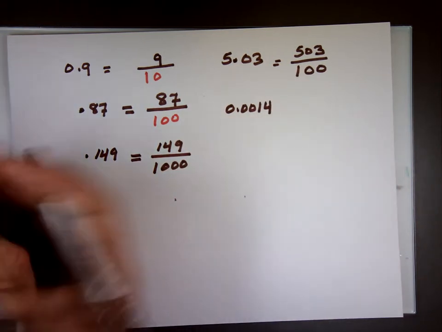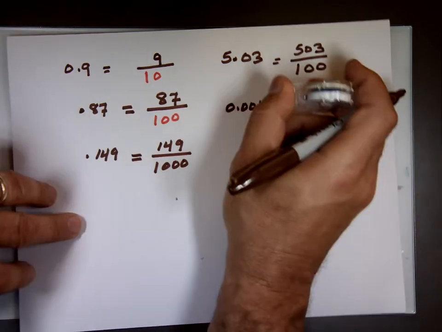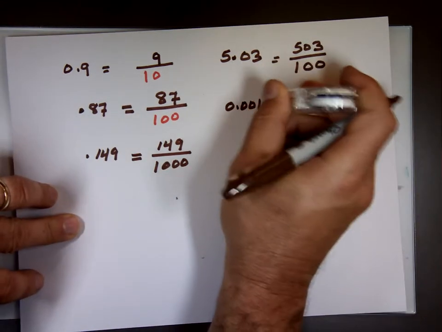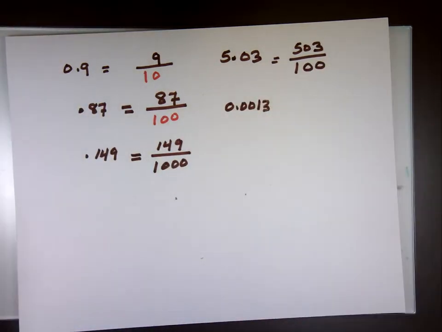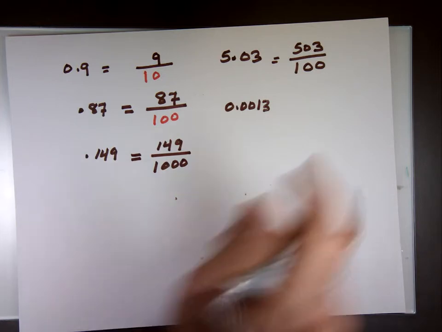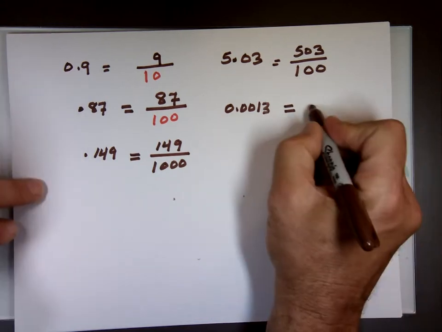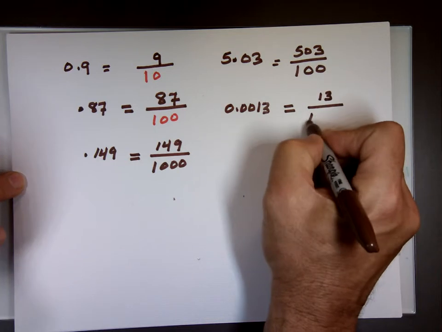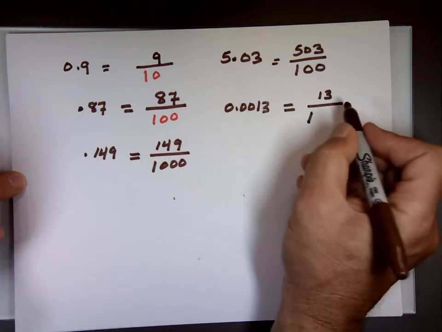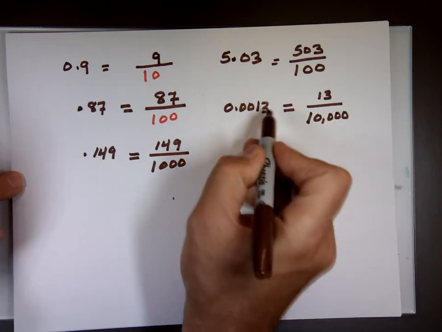And the one thing I forgot to mention is that you always want to simplify your answer. So far I'm giving you ones you can't simplify. Soon enough we'll have you simplify. 0.0013. Write the number without the decimal point. So what would you have on the top? 13 divided by 1 followed by how many zeros? Try again. 4. 1, 2, 3, 4.